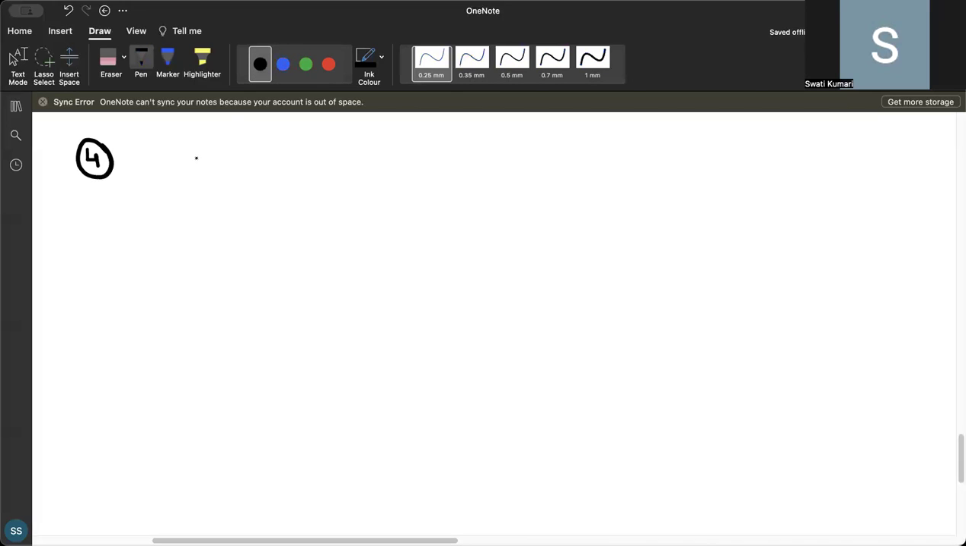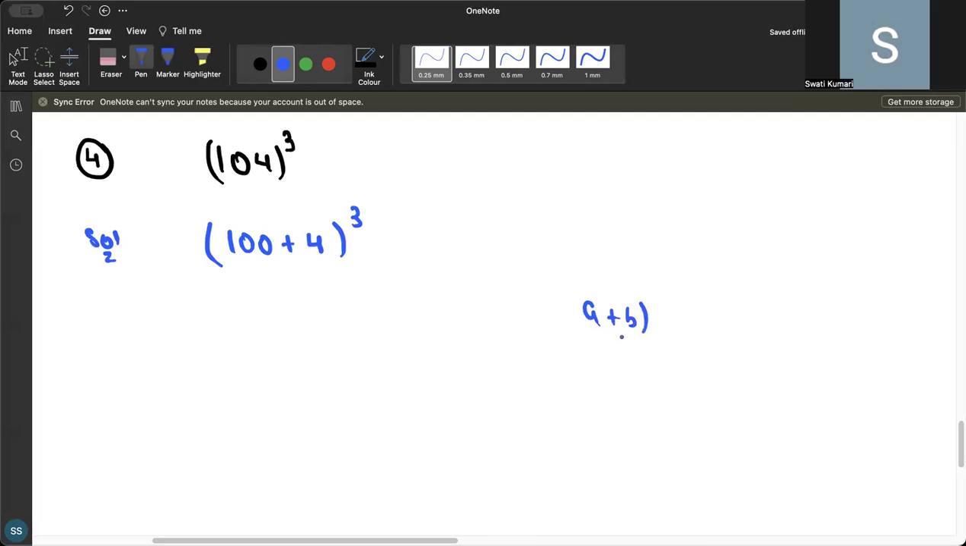And that is, evaluate 104 to the power 3. So first, of course, we can write 104 as 100 plus 4. If I see 104, all I can think about is 100 plus 4. Then nothing else I can think of. Here we are going to use the formula of a plus b whole cube. What is the formula of a plus b whole cube? The formula of a plus b whole cube is a cube plus b cube plus 3ab times a plus b.